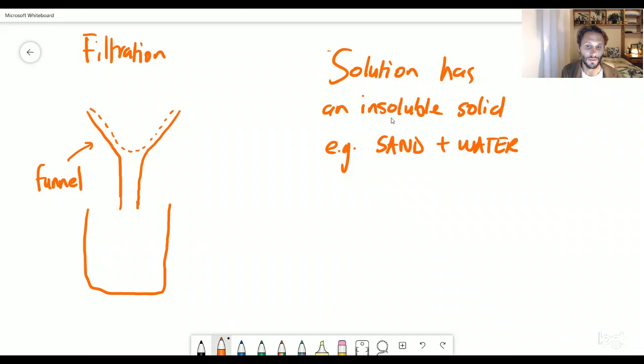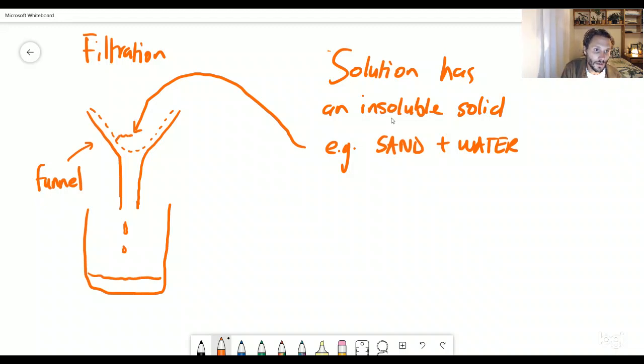What we can do is we can pour that solution into the filter paper, which is sitting inside the funnel, and what will happen is the water will drip down to the bottom of the beaker, and you're going to have the sand, which we call the residue, left behind.